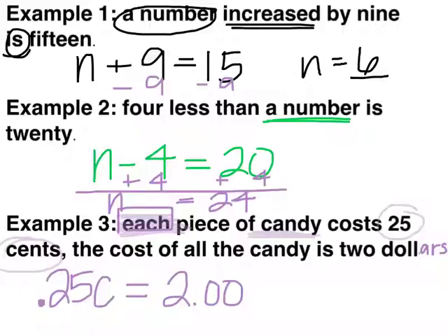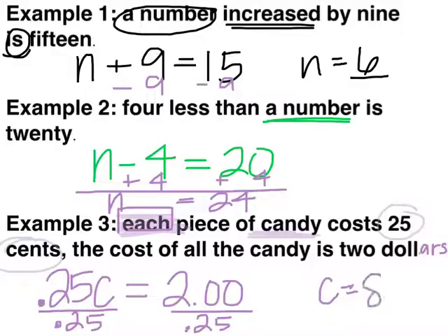Again, the word each means to multiply. So to work backwards, we would divide both sides by 25 cents. C equals 8 pieces.